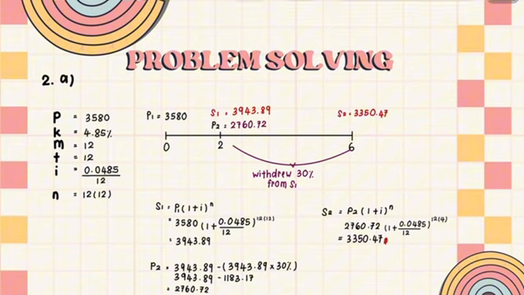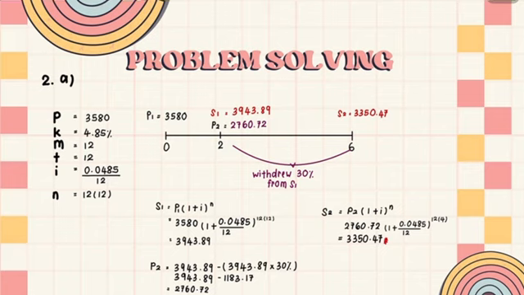Hence, from 2 years until 6 years, he withdrew 30% from the total amount after 2 years. So, first, we need to use S equal to P(1 + I) power of N, where P is 3,580, I is 0.0485 per 12, and N is 12 multiplied by 2. The answer will be 3,943 ringgit 89 cents, and this is for his savings account after 2 years.